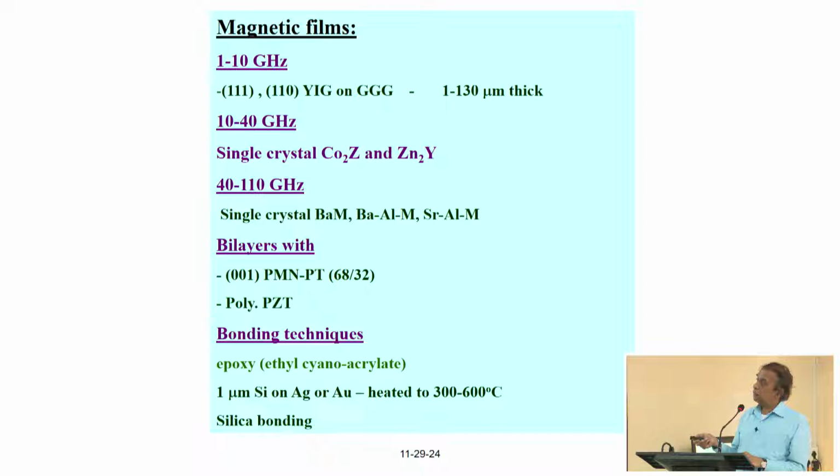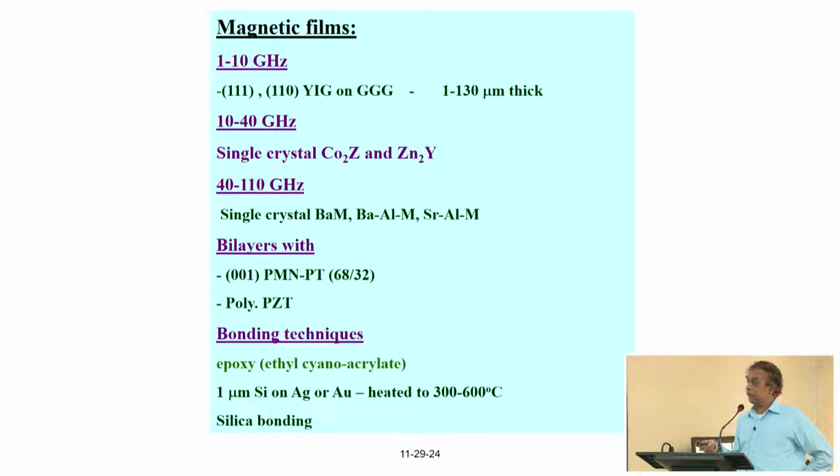And then we can form bilayers with PMN-PT or PZT, and it has to be done by some kind of bonding technique. It can be epoxy bonding, eutectic bonding, or silica bonding. In silica bonding, you can sputter a thin layer of glass between the ferroelectric and the ferrite, then heat it up at high temperature and apply some pressure, and that will lead to good bonding. But we tried all three of them. The best one and the easiest one is just the epoxy bonding.